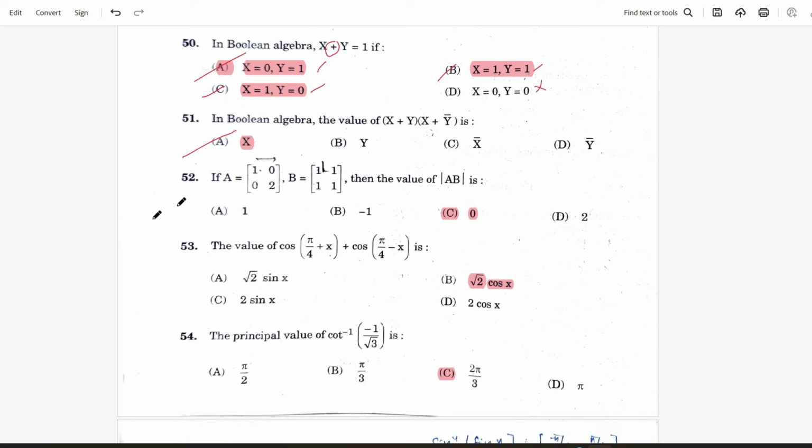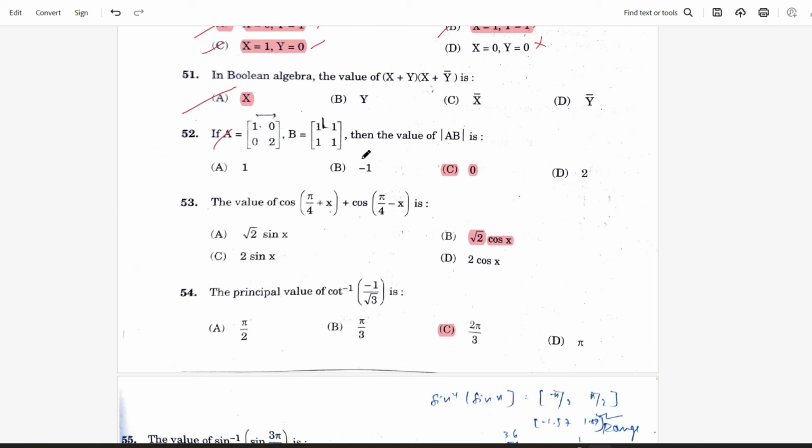This is x, and the product of the matrices is 0. You can solve this by taking the product of the matrices first. After the product of the matrices, you need to find the determinant they have given here. So the determinant of A into B is 0, option C.